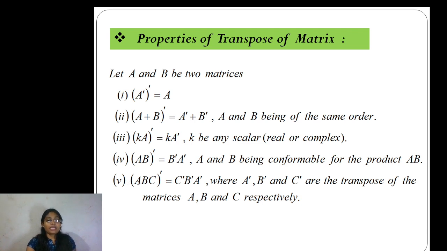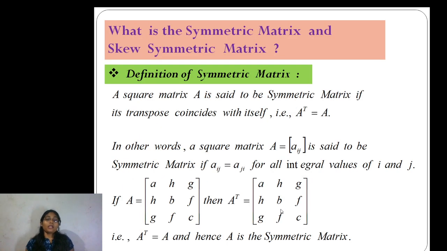Number 5: A, B, C whole transpose equals C transpose, B transpose, A transpose. We see that the order A, B, C becomes C, B, A, the reverse order, where A dash, B dash, C dash are the transposes of the matrices A, B and C respectively. Okay. Number 3, what is a symmetric matrix and a skew symmetric matrix?